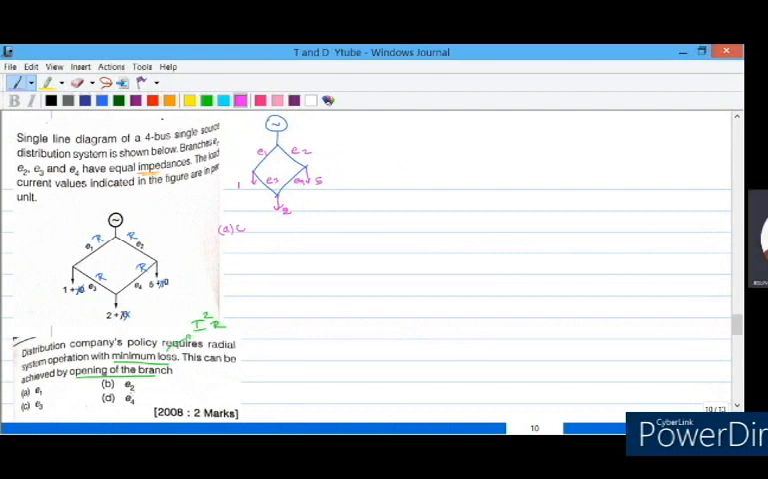Now let's solve one by one. First we'll open branch E1. So redraw the circuit. We simply open the branch E1, so we will neglect this entire branch. But draw all the load currents; we should not neglect that. Here it is 1, here it is 2, and here it is 5.